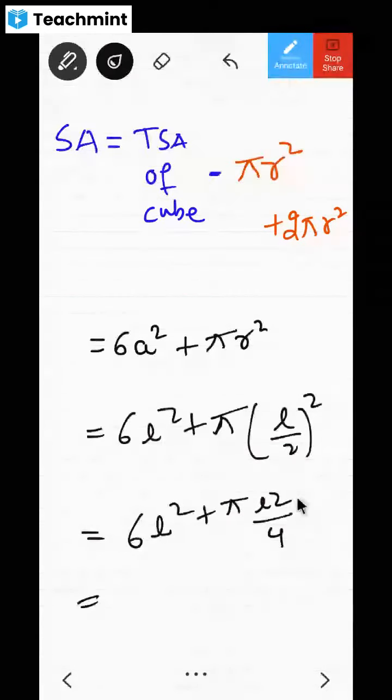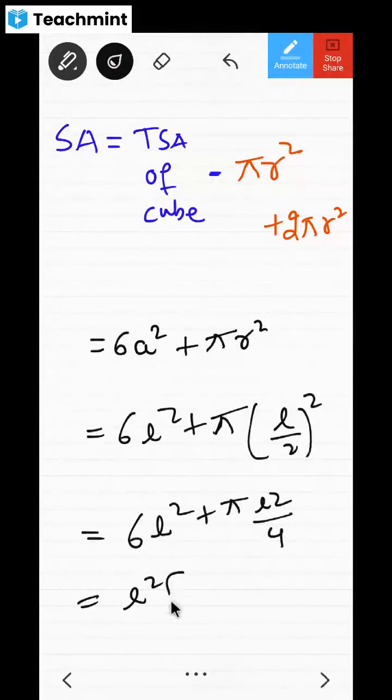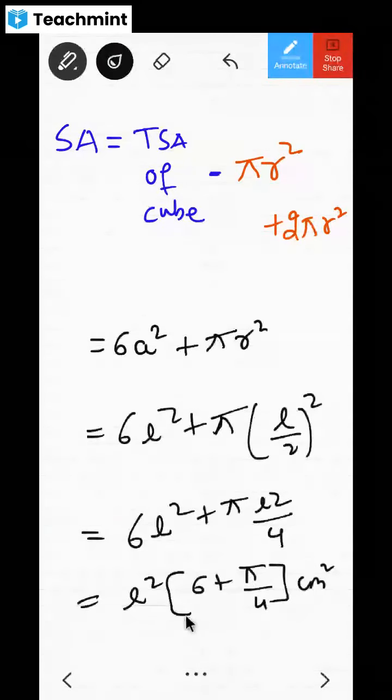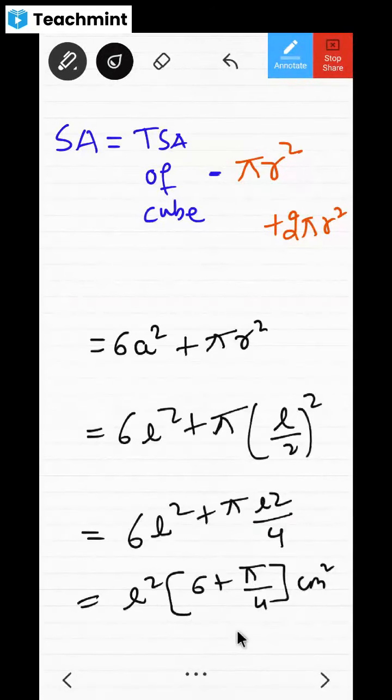Now what is common here? L square is common. You take L square common. Then what it becomes? It becomes 6 plus pi by 4, 6 plus pi by 4. So these many centimeters square. If you want to keep this as pi or as 22 by 7 and do other calculation, that's up to you. You can do it. Okay.